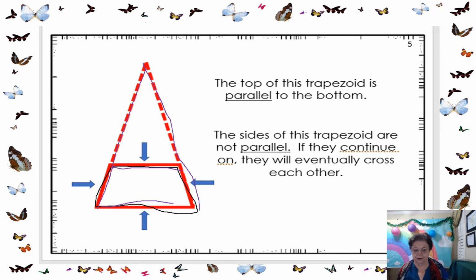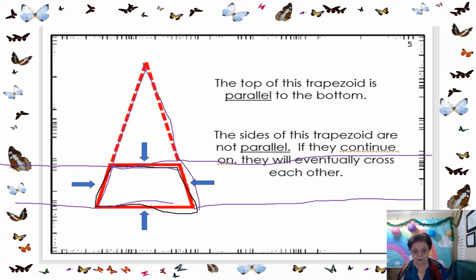So parallel lines never meet. Even if they were to go all the way over here, they would not meet because they are parallel. And the same this way. They will not meet because they are parallel. But these two would meet if they kept going on. So they're not parallel.